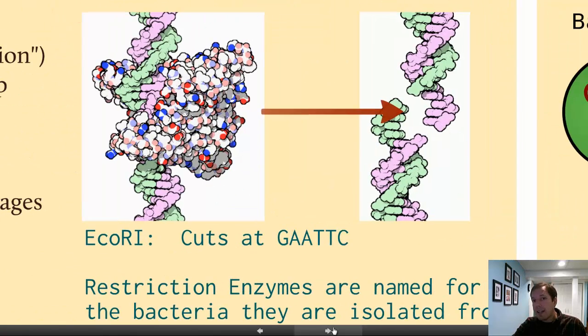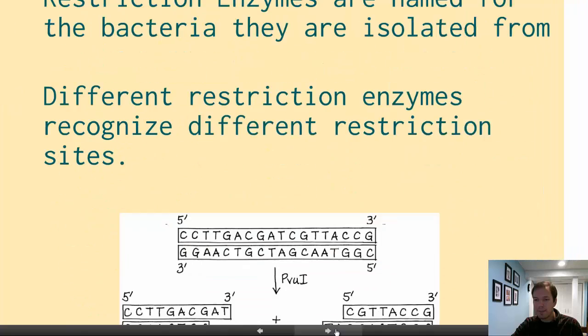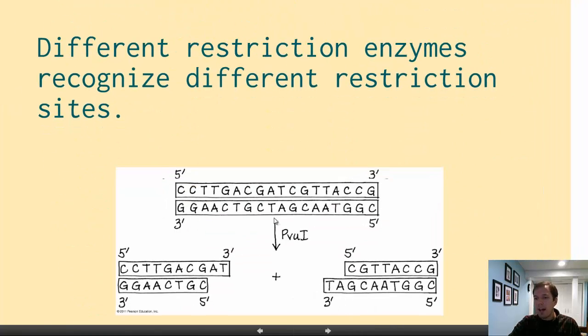So EcoRI is one of the most famous ones. It comes from E. coli, so these enzymes are usually named after the bacteria that they come from. The particular sequence GAATTC is the place at which the DNA is cut. You can see the protein here on the right, and then the DNA is cut at that point, so the enzyme works at that spot. Each enzyme is going to recognize a different site, so whatever that particular sequence is, it'll cut it there.